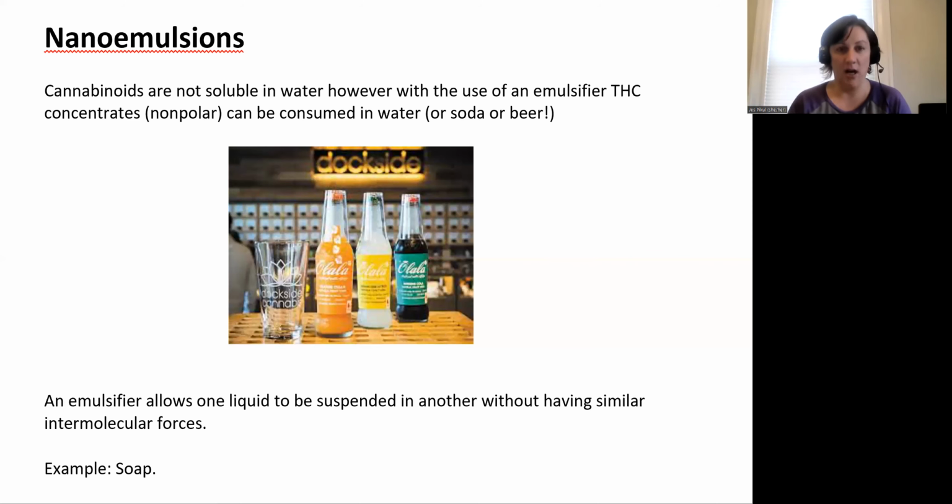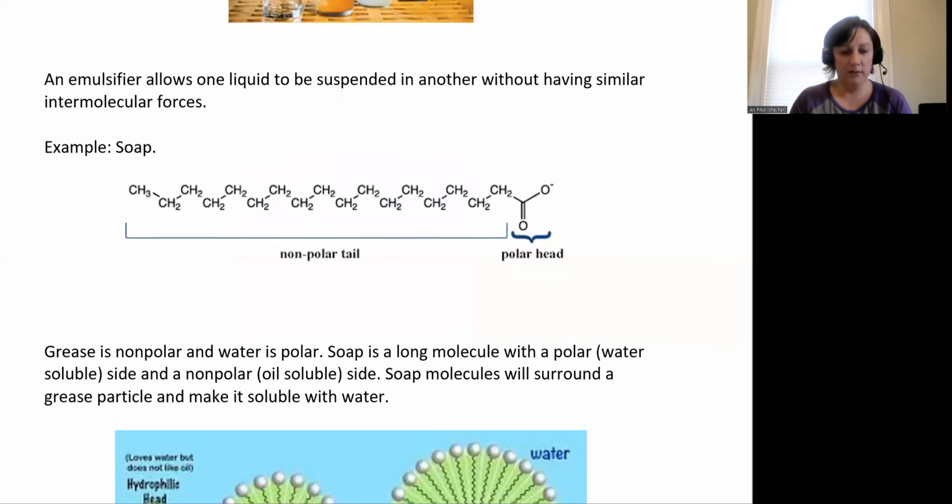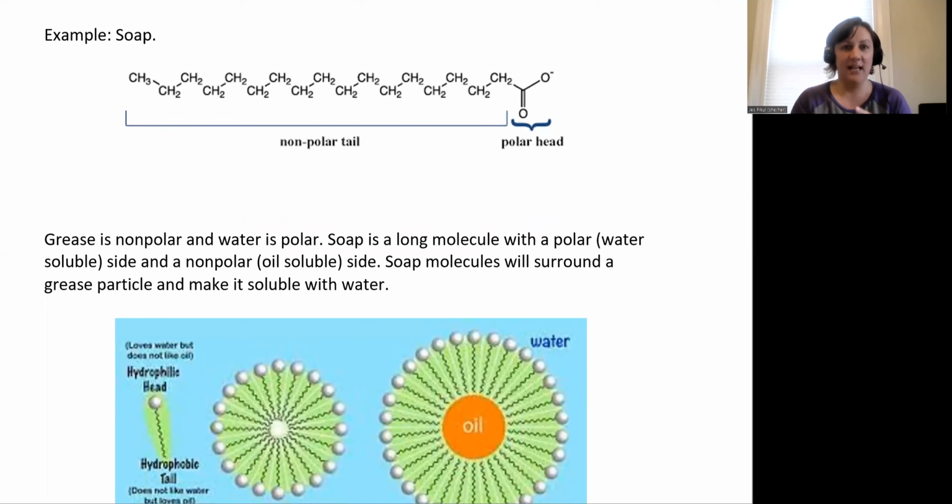And there's a really common example that you probably use every day, soap. So here's a soap molecule. As you can see, it has this long nonpolar tail that has just carbon-carbon and carbon-hydrogen bonds. And then it has a carbon bonded to two oxygens on one end. Call this the polar head because it is polar, so we've got a dipole moment here. And also we have interactions with these oxygen atoms. We have ion-dipole interactions and hydrogen interactions with water.